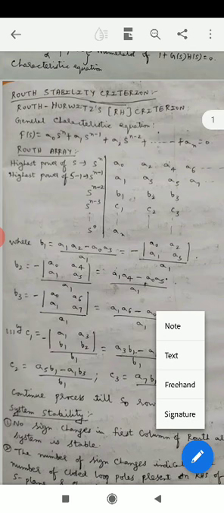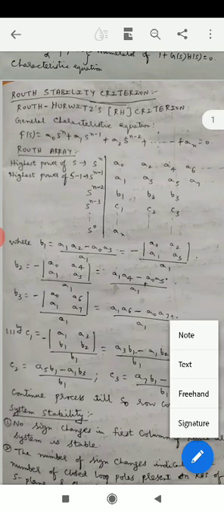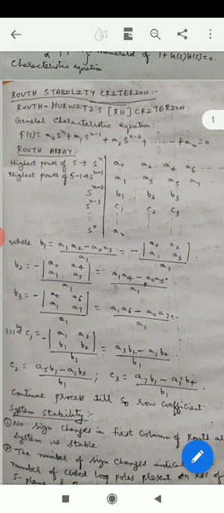So what is the procedure to write the Routh array? First you have to take the highest power of s in the first row. What is the highest power of s? S power n. Next, in the second row you have to take the next highest power, which is s power n minus 1. So in the first row, s power n: what is its coefficient? a0. We have written a0.